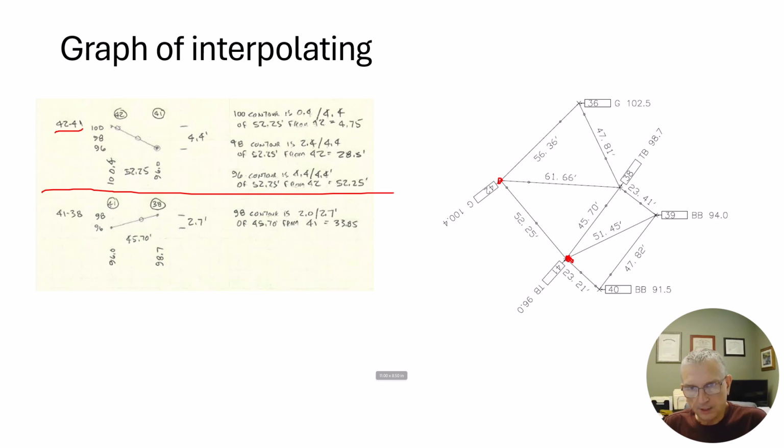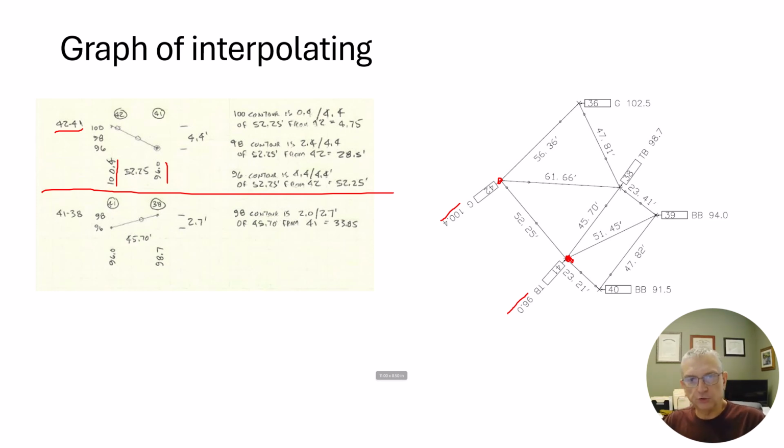And so if you look at it, 42 is at elevation 104, which I have brought over to my graph. And then we're interpolating down to number 41, which is at elevation 96, which we've added right here. So you just kind of have to visualize we're going from 104 down to 96. What contours are involved in this leg of interpolating? Well, if we're going from 104 to 96 on 2-foot contours, you've got 100, 98, and 96.